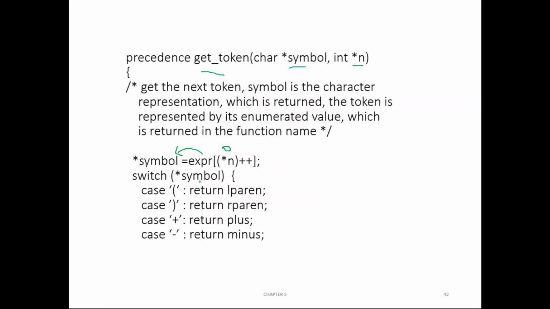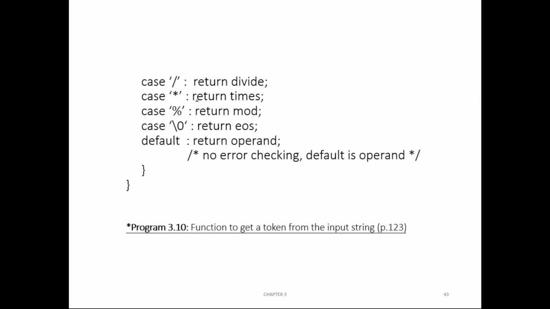Then we are checking switch *symbol. What is the value in *symbol? It is 6. Then we check whether it is an open bracket. No. If it is an open bracket it will return L parent, which means 0. If it's a closed bracket it will return R parent, which means 1. If it is a plus it will return plus, if it is a minus it will return minus. All these, L parent, R parent, plus, minus, we defined in the enumerated data type. If it is slash it will return divide, if it is star it will return times, if it is mod it will return mod, if it is slash 0 it will return UOS. In the default case it will return operand.